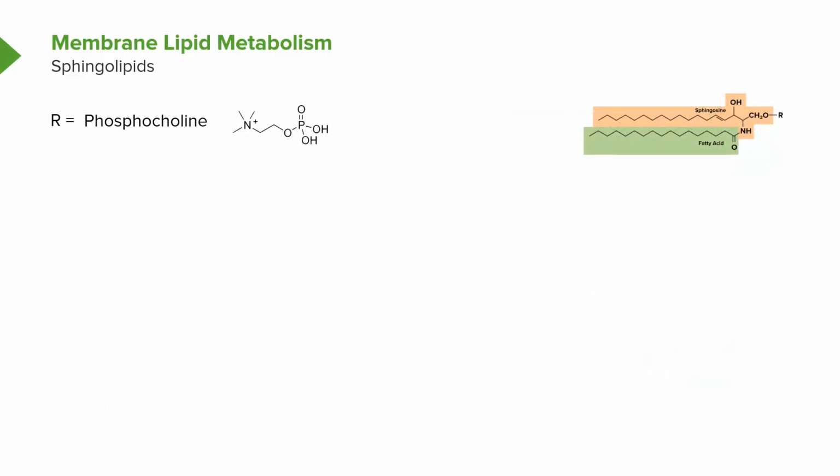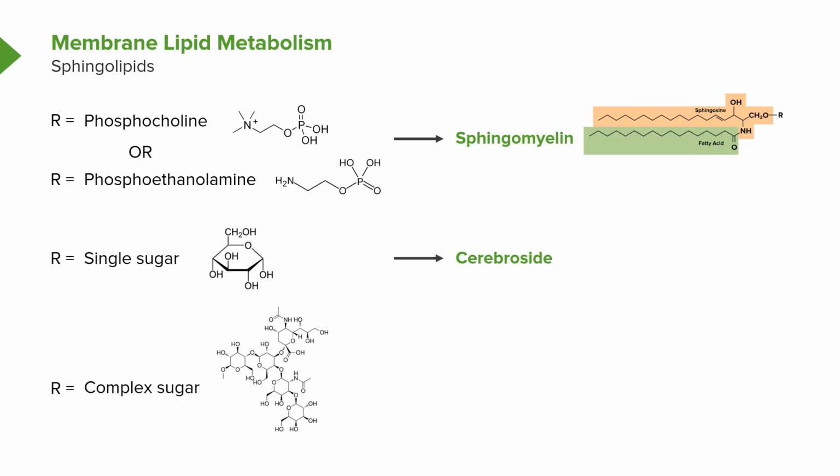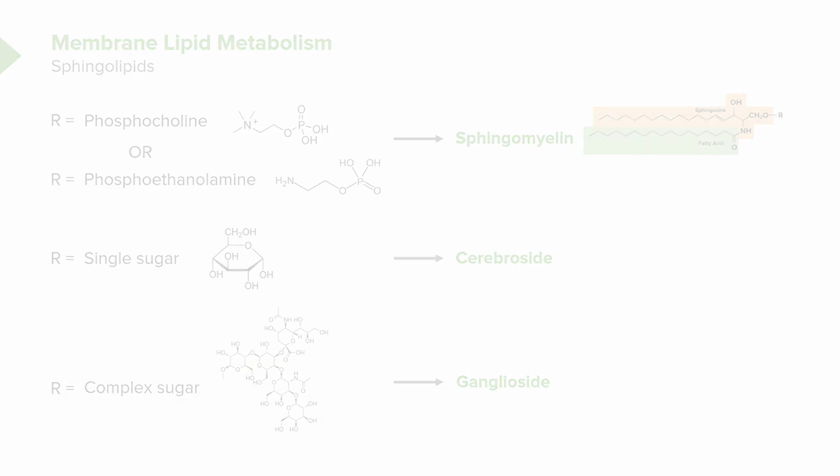If the R is phosphocholine, or if the R is phosphoethanolamine, we create one of a class of compounds called sphingomyelin. So as you can see, sphingomyelin is not one compound, but a variety of compounds. These sphingomyelins comprise the lipid bilayer of the myelin sheath of nerve cells, so they're very, very important compounds. If R is a single sugar, then we've created what we call a cerebroside. And like its name would suggest, cerebrosides are found commonly in brain tissue. If the R is a complex sugar, then we create what's known as a ganglioside.